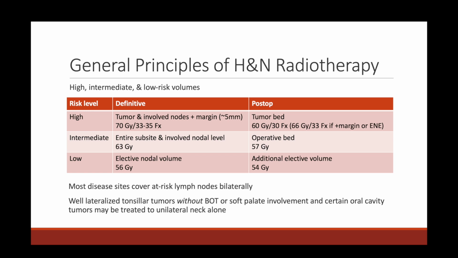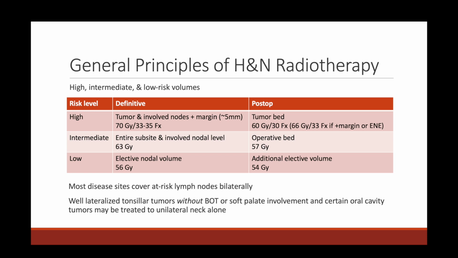We take it to 66 gray if there's something like a positive margin or extranodal extension, but assuming that's not the case, our high dose is 60 gray. And then the intermediate dose is 57, and the low dose, which is something around 54, we can often treat an additional elective volume to that dose.